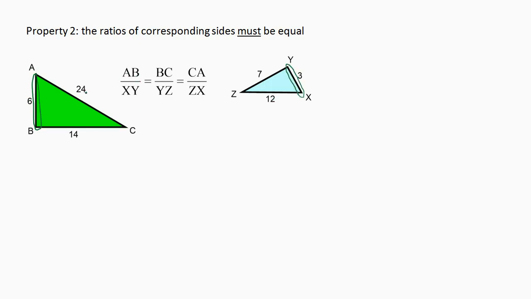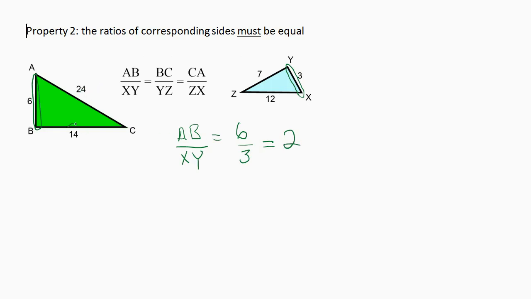So the length of AB, and side AB is just if you were to draw the line straight from A to B, so we're talking about this side. The length of AB, which is 6, so AB is 6. The length of AB compared to the length of XY, and the length of XY is 3. So 6 divided by 3 is 2. Now let's do that for all of the other sides.